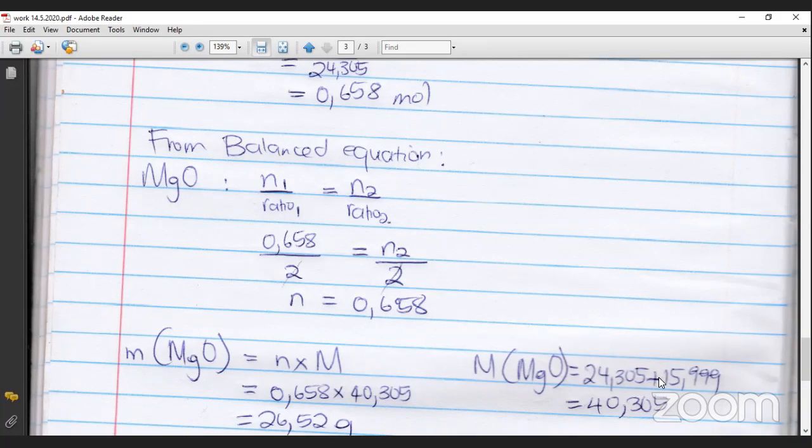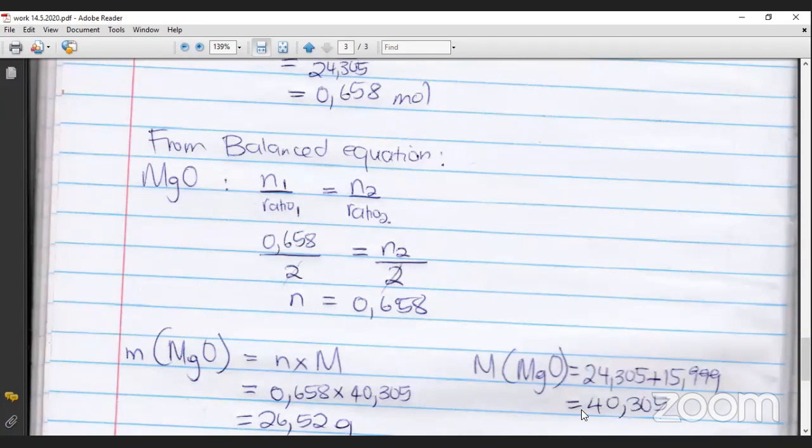24.305 plus 15.999. Other people tend to just take it as 16 because it just depends on which periodic table of elements you have. But if you're using the one that I'm using, it says 15.999. So I just took it like that because I do not want to confuse anybody. So this will give us 40.305. Oh, I forgot to write gram per mole.